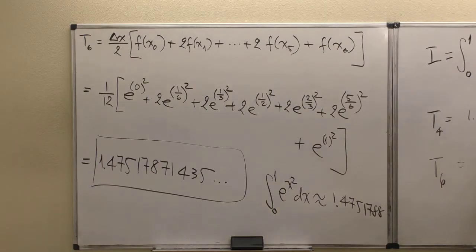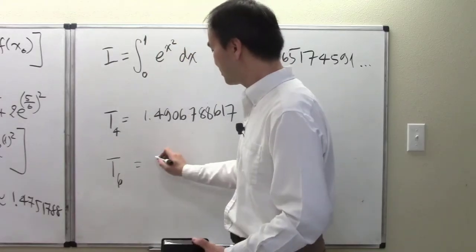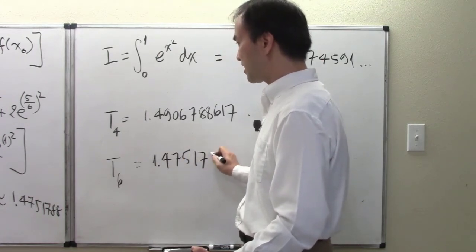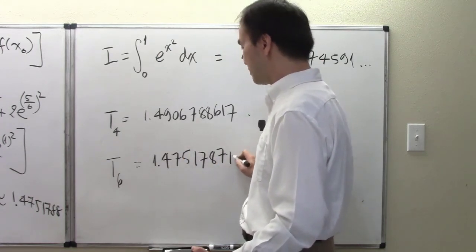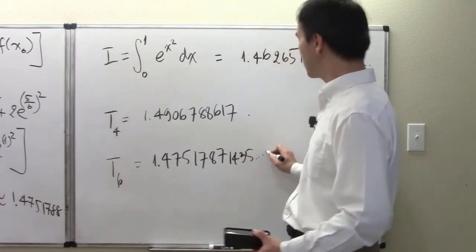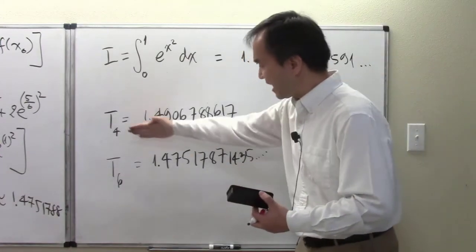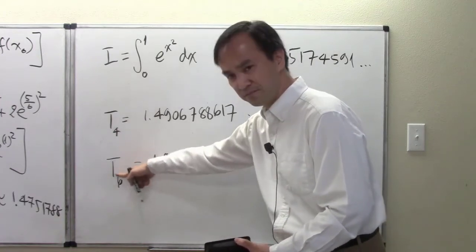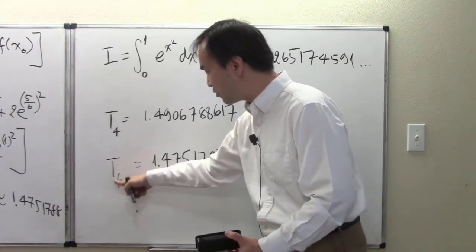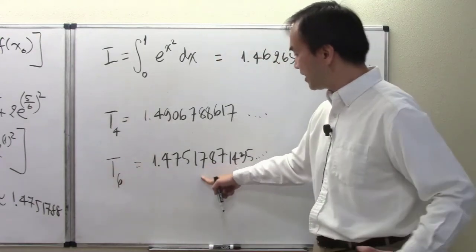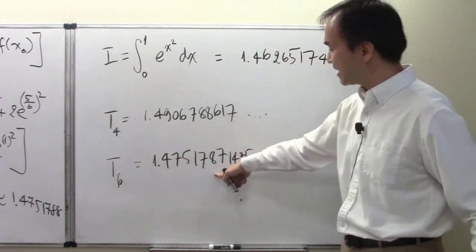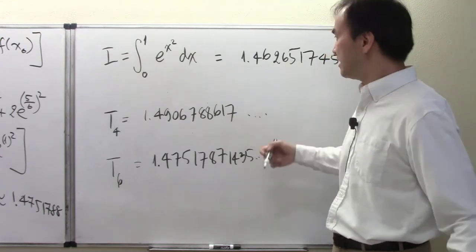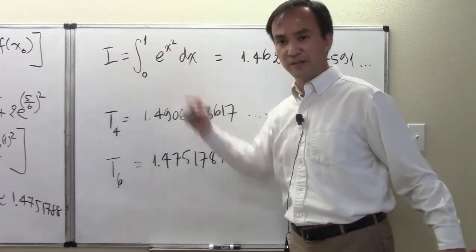And so now I'm going to go ahead and write it down. So 1.475, okay, and 1787, 1435, and a lot longer. So now you can see that as we increased the number of sub-intervals, and consequently produce more trapezoids, our answer keeps getting closer and closer to the exact area, the exact answer for this definite integral, right there.